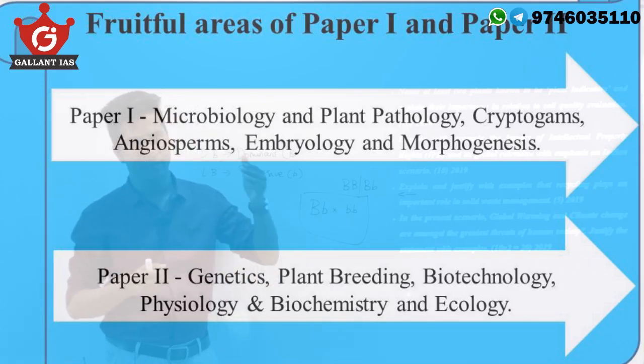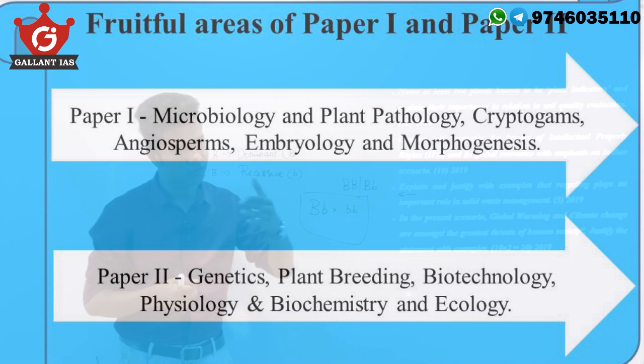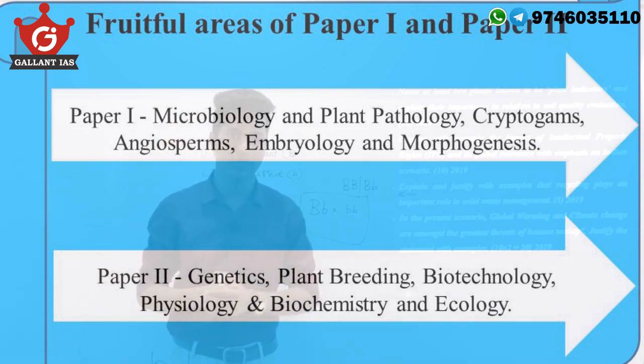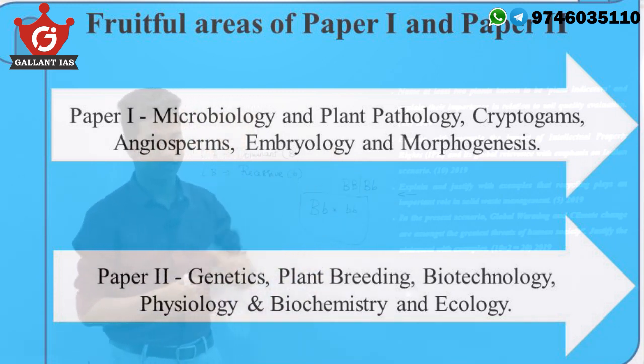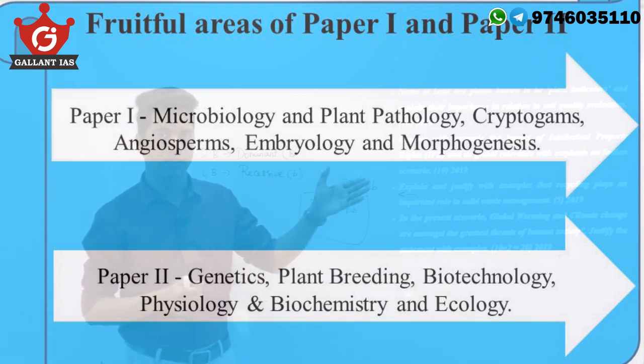Hope this will help you to identify the most fruitful areas of paper 1 and paper 2. The most fruitful areas of paper 1 are microbiology, plant pathology, cryptogams, angiosperms, morphogenesis. And the most fruitful areas of paper 2 are genetics, plant breeding, biotechnology, physiology, biochemistry and ecology.